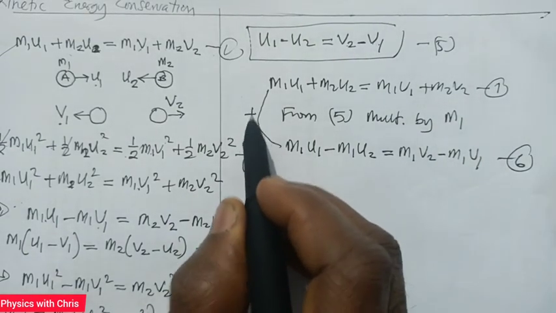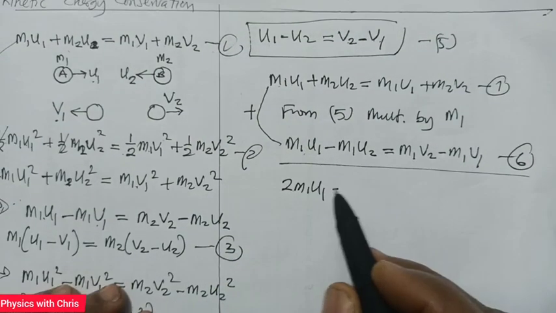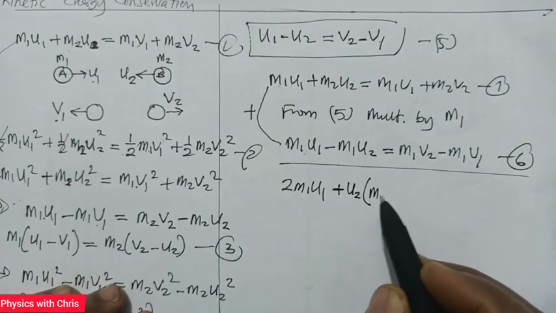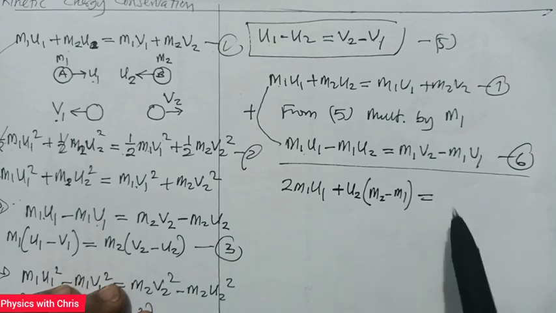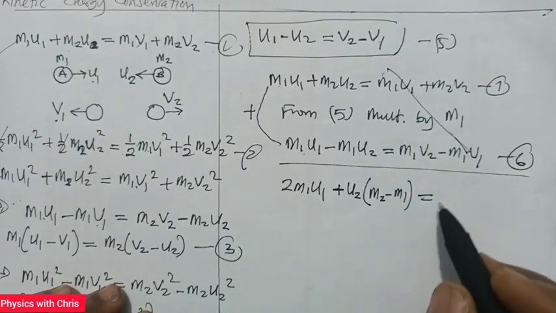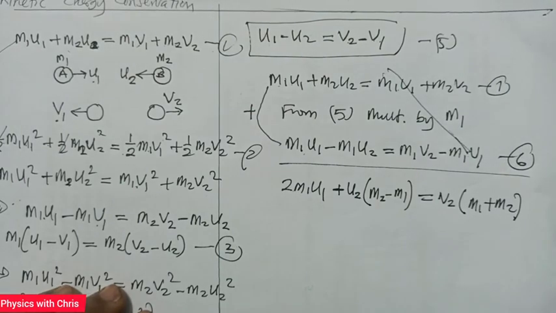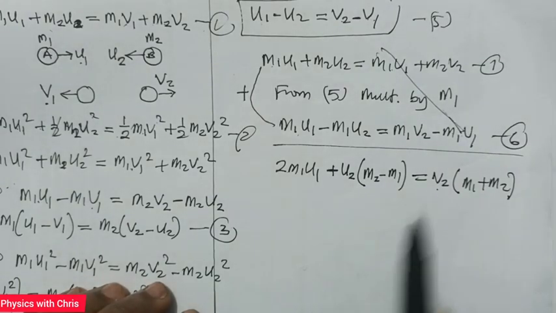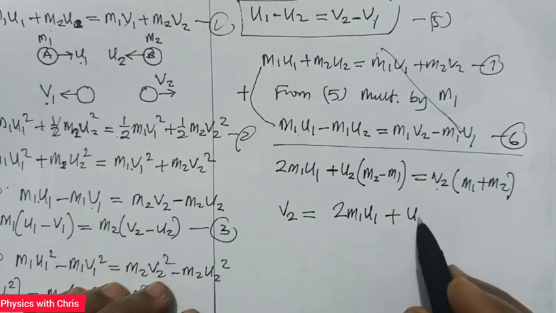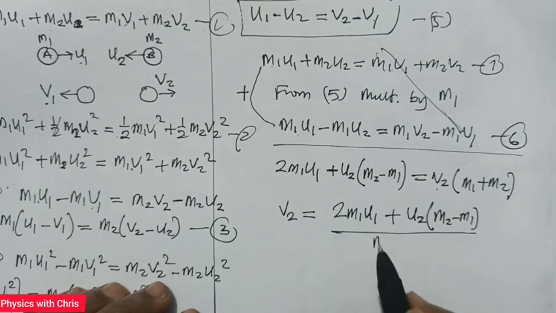So when I add the two equations together, I'll factor out u2 because u2 is common, into m2 minus m1 is equal to, now if I add these two, m1v1 minus m1v1, these two will cancel out. What is left is v2 into m1 plus m2. Okay, now I'm looking for v2. Can I make v2 the subject of the equation? So I have v2 therefore equals 2m1u1 plus u2 into m2 minus m1, divided by m1 plus m2.